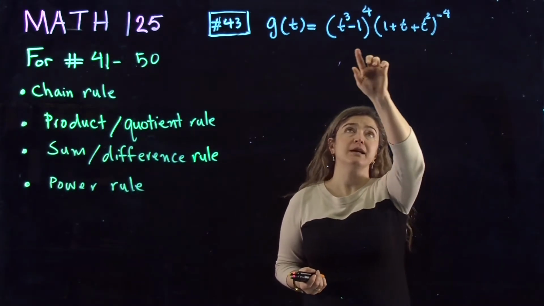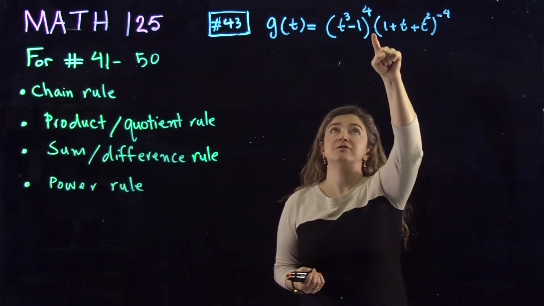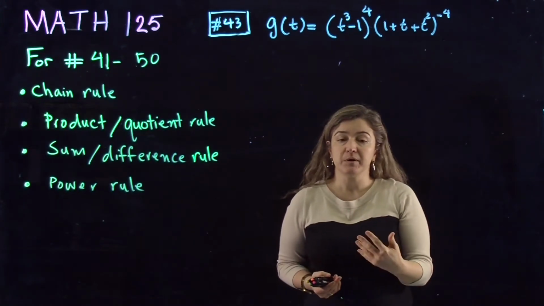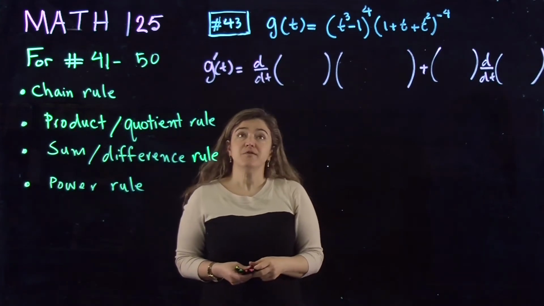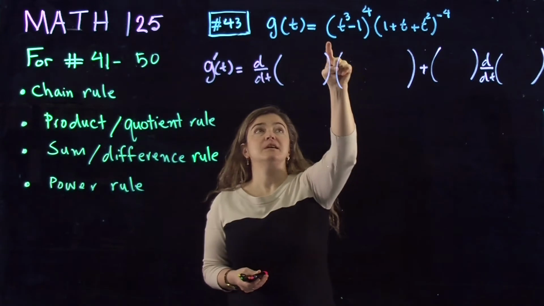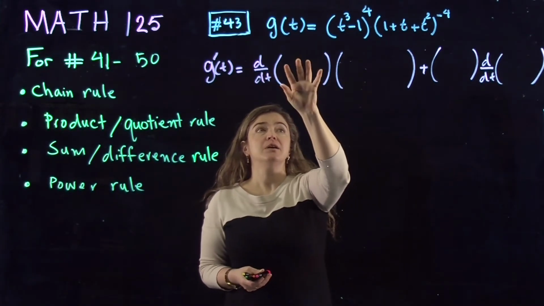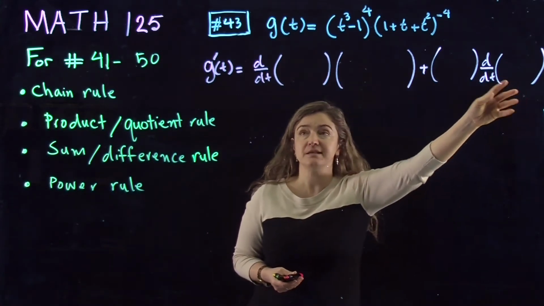Now I'm looking at what I have, and I see there are two factors connected with a product. So the first thing that I want to do is a product rule. So the first thing that I do with the product rule is to write. Remember that I will have two parentheses plus another two parentheses.